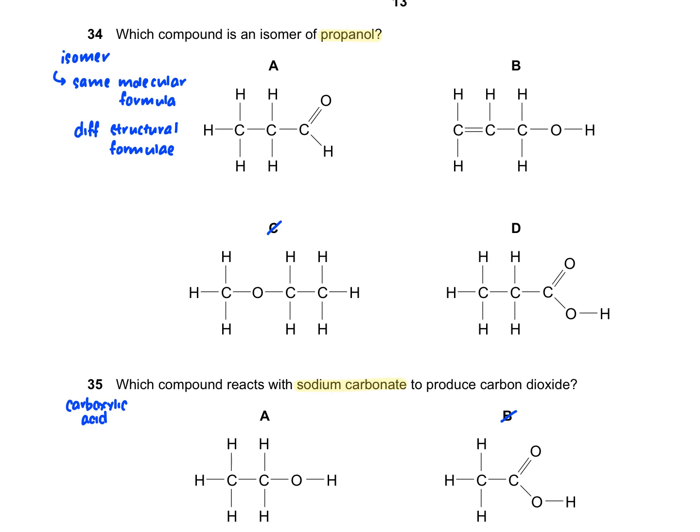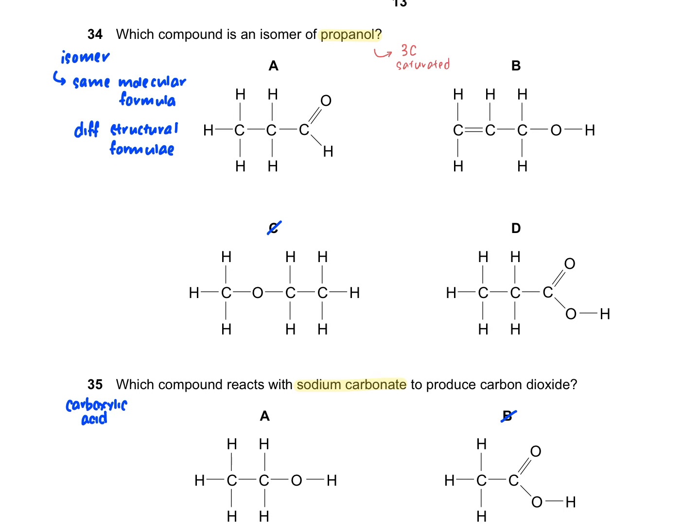For question 34, the question is asking for an isomer of propanol. So 2 concepts to recall again. Isomers have the same molecular formula, different structural formulae or different arrangement of atoms. And second thing is to recall that propanol is an alcohol with 3 carbon atoms. There's actually a very easy way to solve this question, which is to recognize that propanol is actually saturated. Your alcohols are actually saturated.